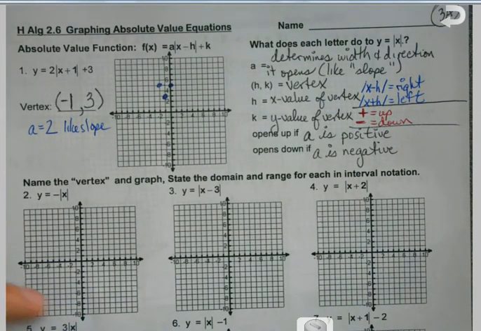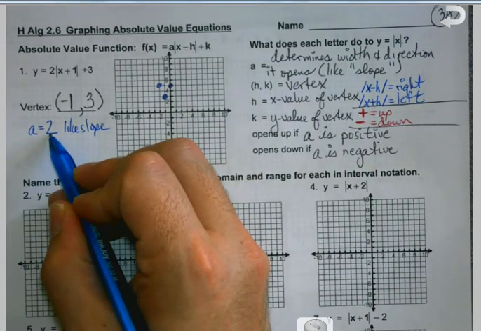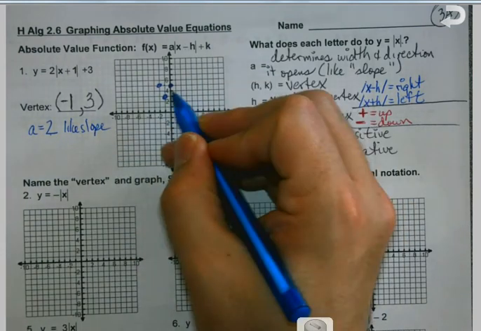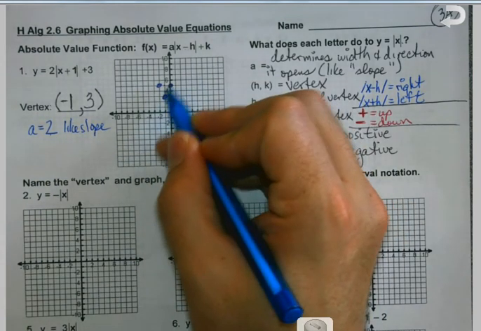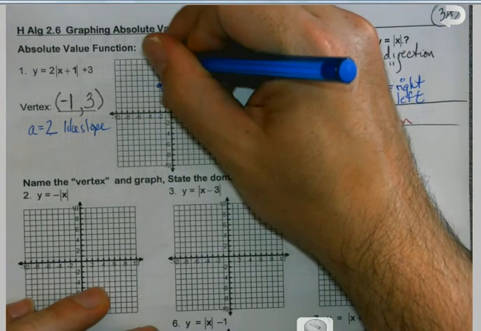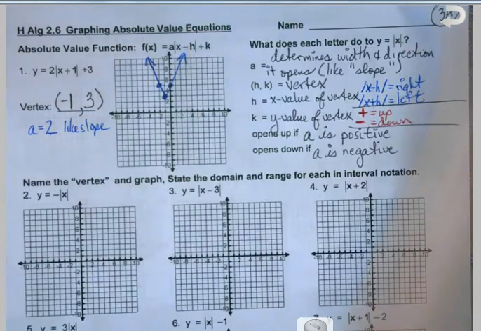When you're dealing with absolute value functions, remember, absolute value kicks everything out as positive. So since we want to be symmetrical, we're going to treat it like we would slope. Since we know it's opening up, since it's positive, and we know it's going to be symmetrical, when I go up 2 and right 1, its mirror image will be to the other side. And then we just connect the dots, and I've got myself a graph.